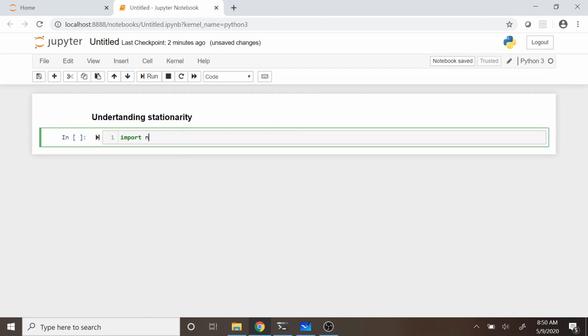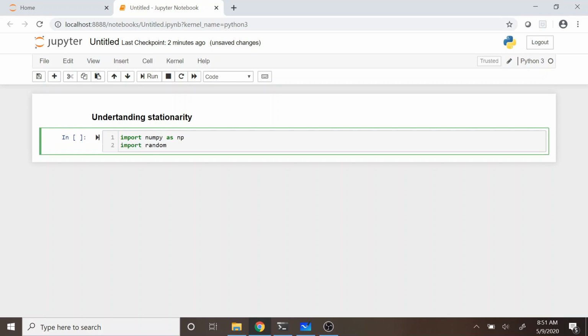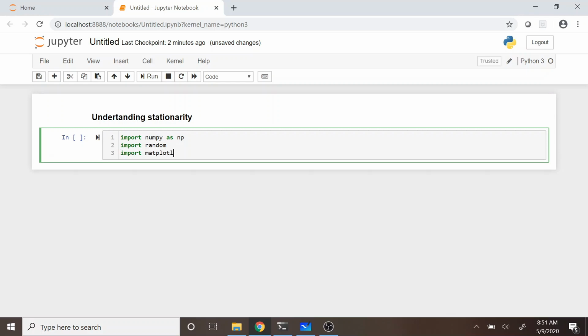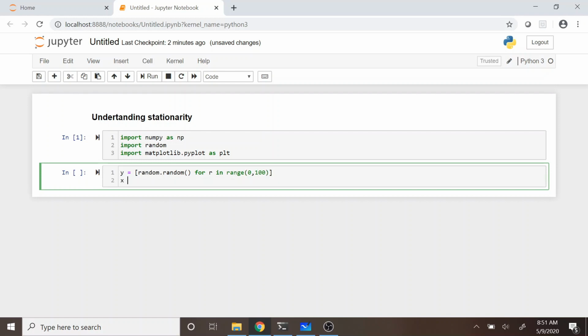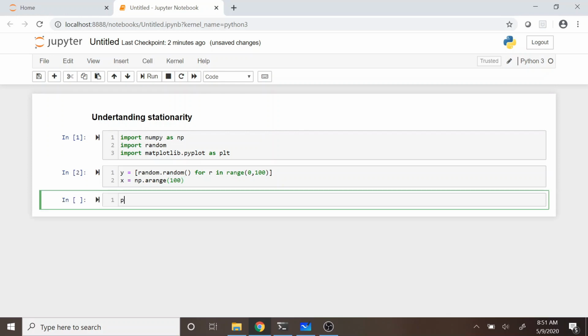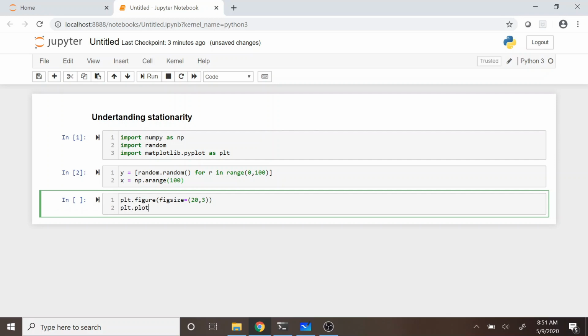So you will have a few imports to help us. Import matplotlib pyplot as plt, perfect. Now let's create the y values. Let's start by just looking at how a random number plot looks like. So we have plotted 100 random numbers, and therefore we need 100 x values. And let's plot this. plt.figure, figsize equal to, then plt.plot x and y.